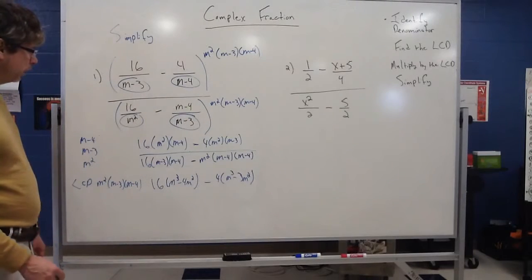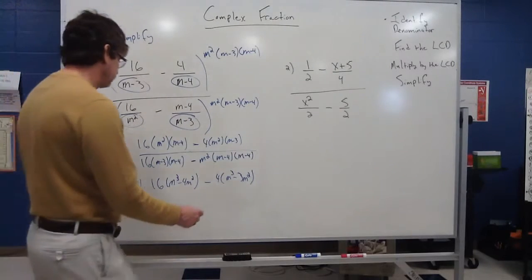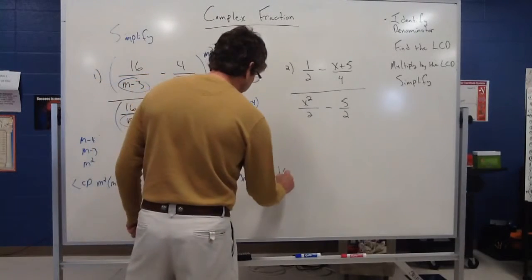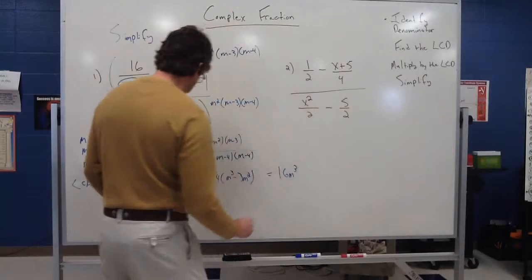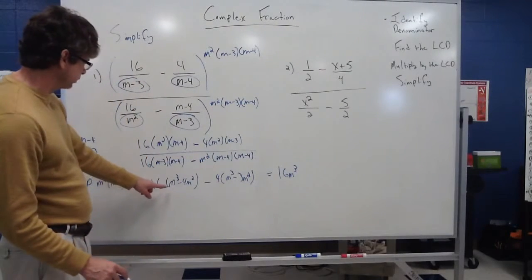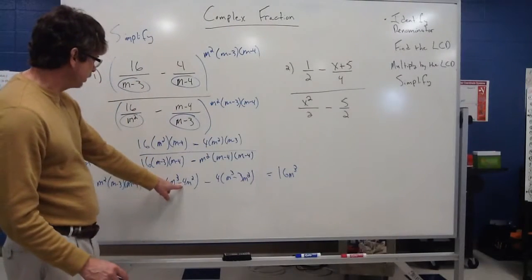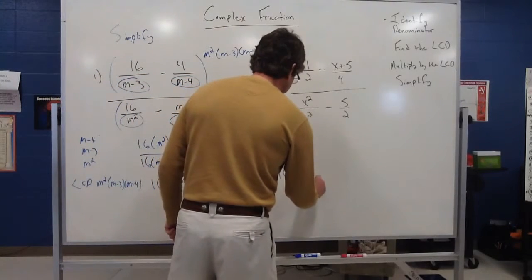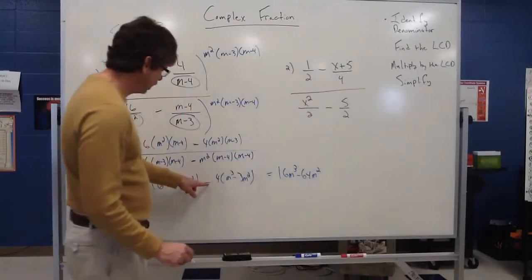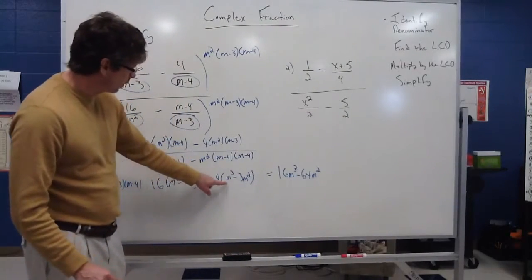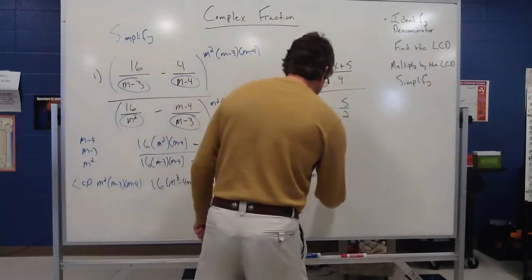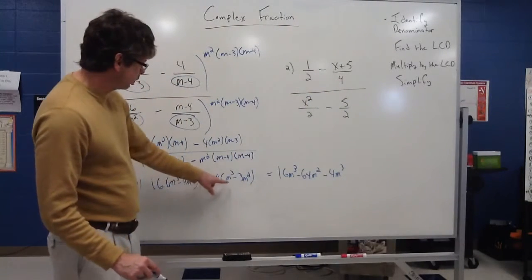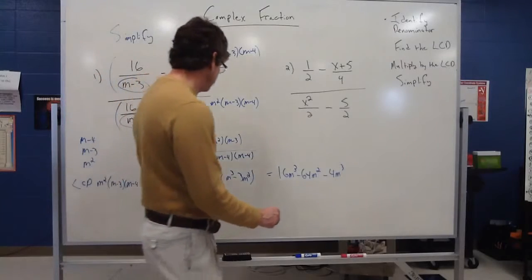So I still got to multiply through the parentheses. So 16 times m cubed is 16m cubed. And I have 16 times negative 4m squared is going to be negative 64m squared. And I have to bring this negative 4 through, so negative 4 times m cubed is negative 4m cubed. And I have that negative 4 times that negative 3m squared is going to be a 12m squared.